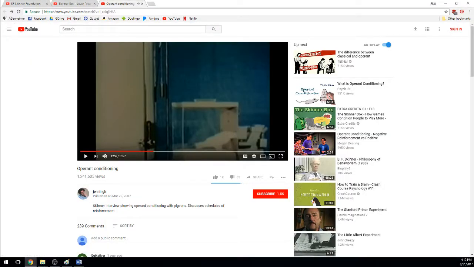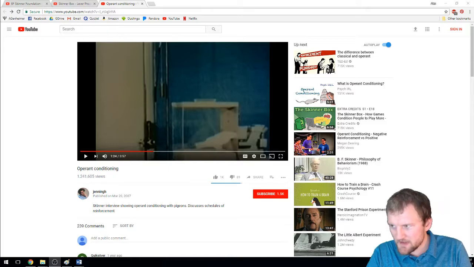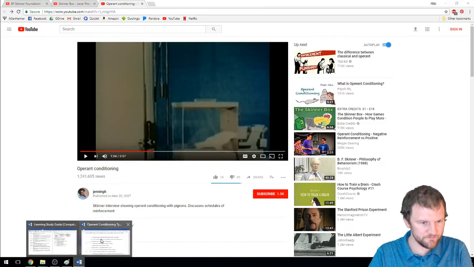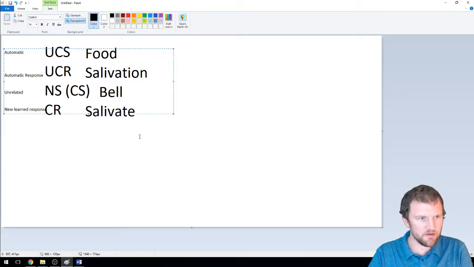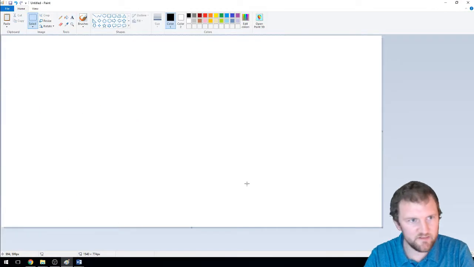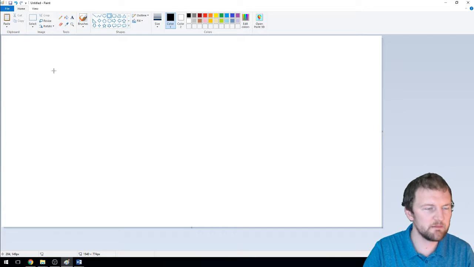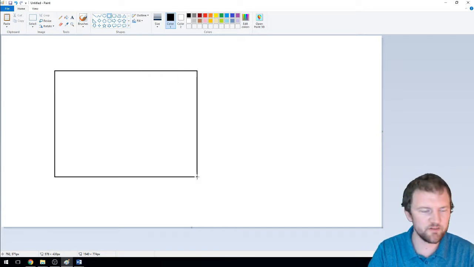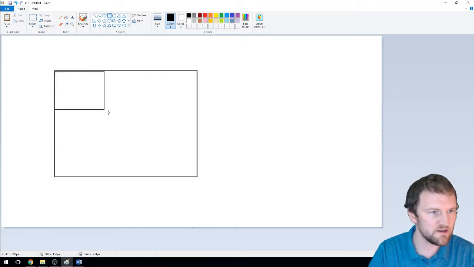The schedule. We won't talk about schedule of reinforcement yet. So, classical conditioning is pairing two things together. Operant conditioning, I'm going to bring up paint here. Operant conditioning is shaping behaviors through rewards and punishment. So with rewards and punishment, you can make behavior more or less frequent.